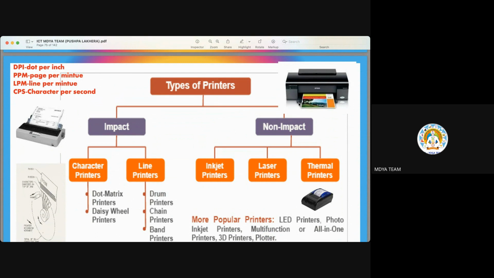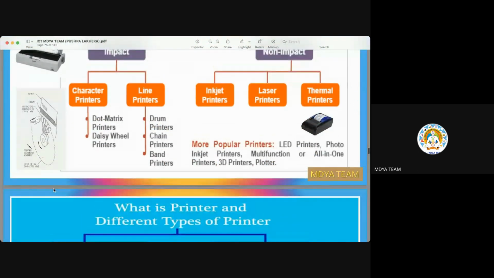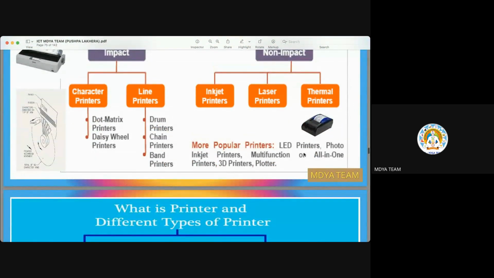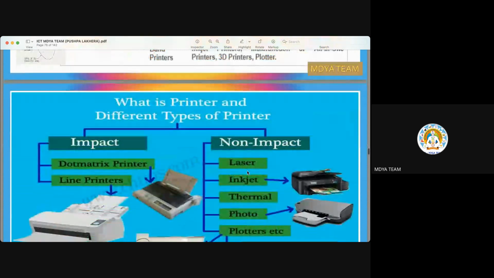This is the figure of one of the printers. Here they are impact printers. Such impressions are made by these respective keys. Popular printers are LED printers, photo inkjet printers, and multi-function printers, also called all-in-one printers. 3D printers are there, and plotters are there to make large sheets.